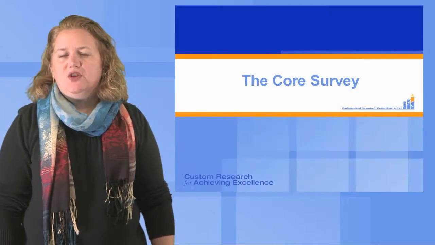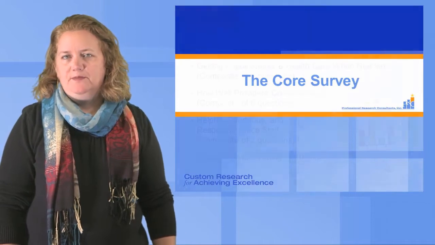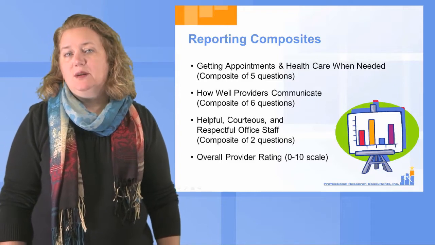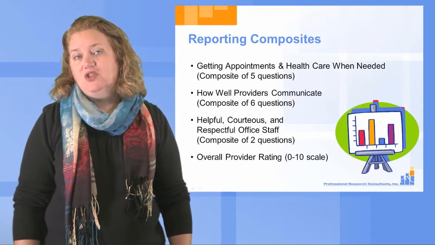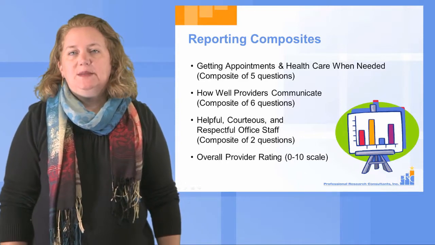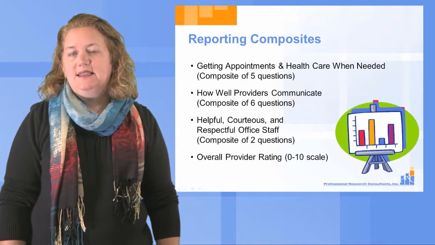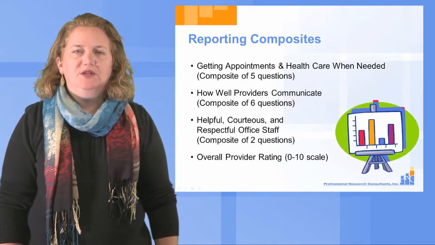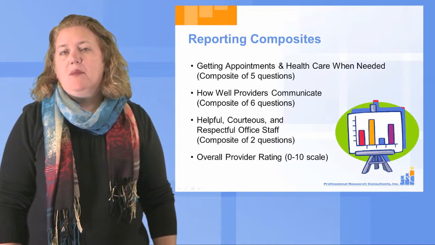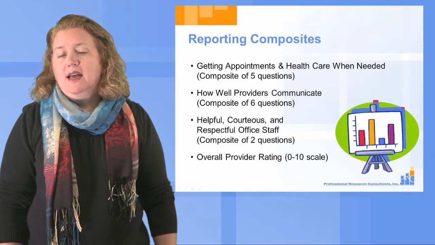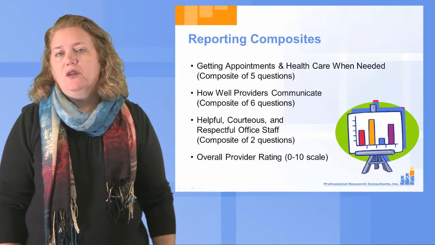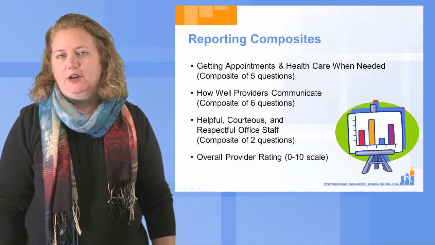So let's take a look at the survey instrument itself. What does it measure? The core survey is divided into 4 reporting composites, plus additional demographic questions used to classify patients. Again, consistent with other CAHPS surveys, questions are grouped by aspect of care and will be publicly reported as these composites in order to not overwhelm consumers with too much information. We're asking questions about access, about the interaction with the physician or provider, and about the office staff in the practice. The core survey concludes with an overall rating question focused on the physician or provider.